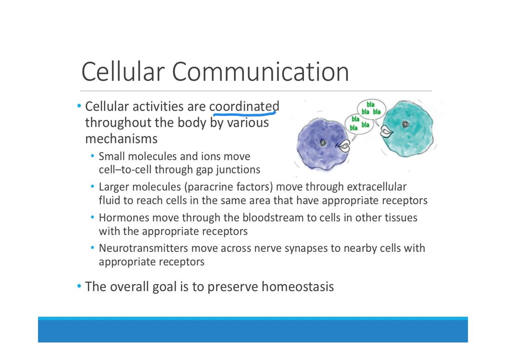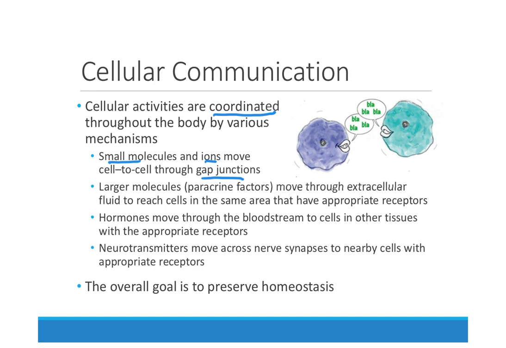The language of cellular communication is chemistry, ions and small and large molecules being transferred from one cell to the other to cause a particular change. For example, very small molecules, even ions, can move from one cell directly to another through something called a gap junction. This is kind of like a tunnel between two cells that are adjoining, and it allows these very small molecules to move without having to go through the cell membrane.